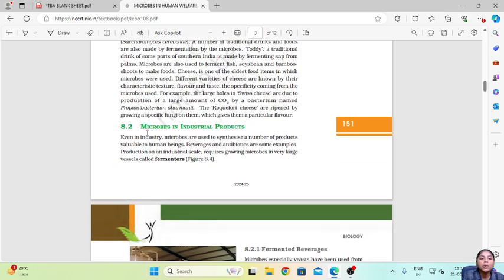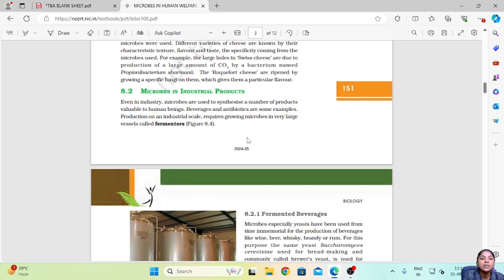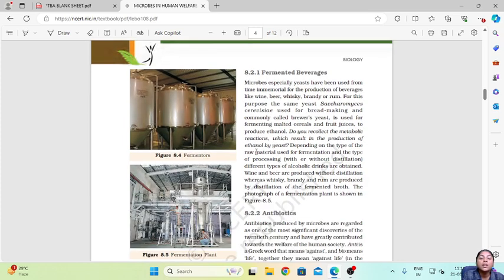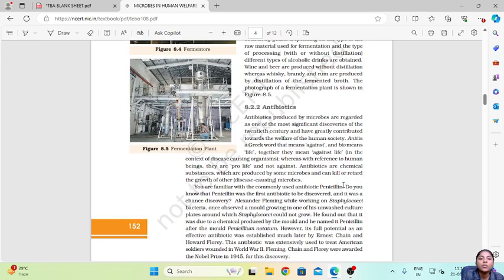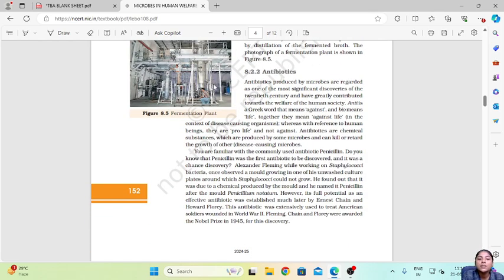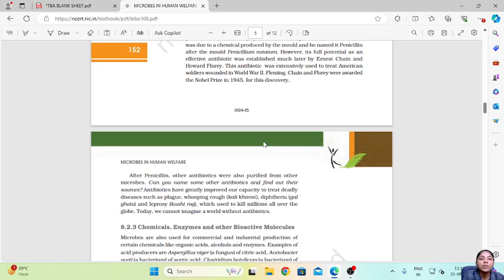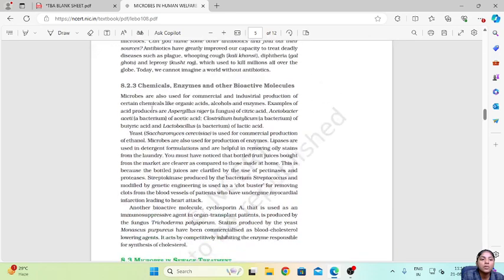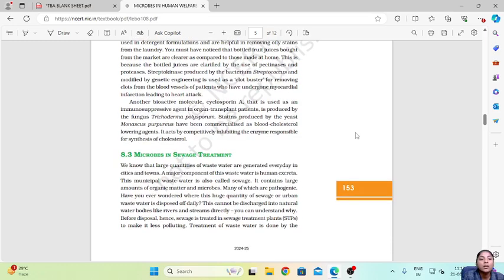Then we have also talked about the microbes in industry, that is the brewer's yeast or the same baker's yeast which is used to ferment the different natural ingredients to make the industrial beverages or the fermented beverages, that is wine, beer, whiskey, brandy and rum. Then we have also talked about how antibiotics are obtained from the different microbes, fungi, bacteria and yeast. And then we have also seen the different chemicals and enzymes and bioactive molecules obtained from the microbes.